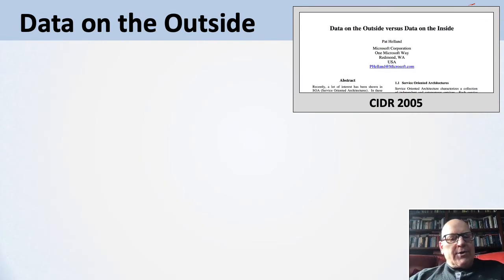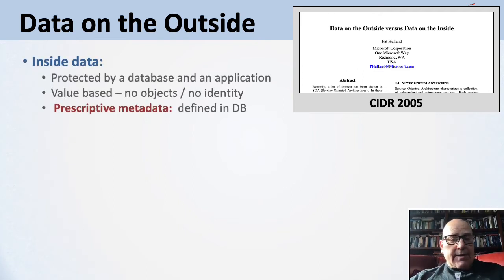Now, I differentiate between data on the outside versus data on the inside. And in 2005, I wrote a paper for the database conference CIDR, Conference on Innovative Data Research, and it talked about those differences. Now, inside data, that's pretty classic relational data. It's protected by a database and an application. And if it's relational, it uses values and it relates the values. And that's the relational model. There's no formal notion in the database of objects and identity. Furthermore, the shape and the form of the data is prescribed. You can change it as time goes on as you talk about what's in one table in rows and columns.